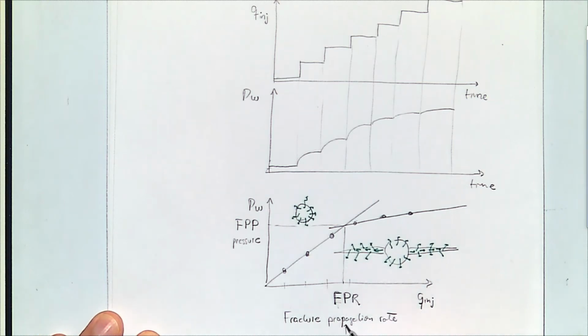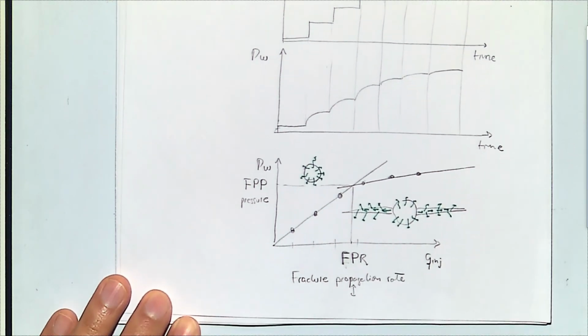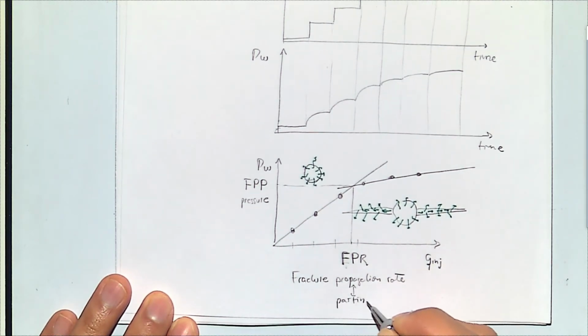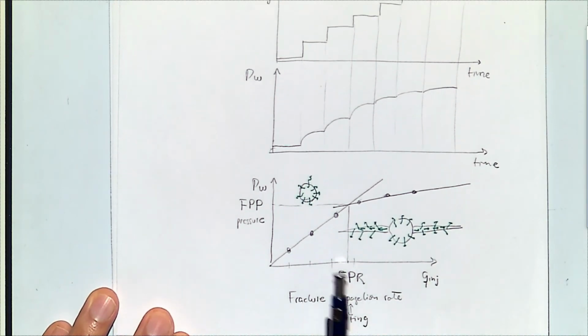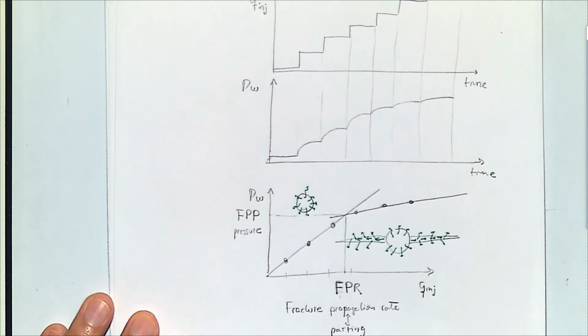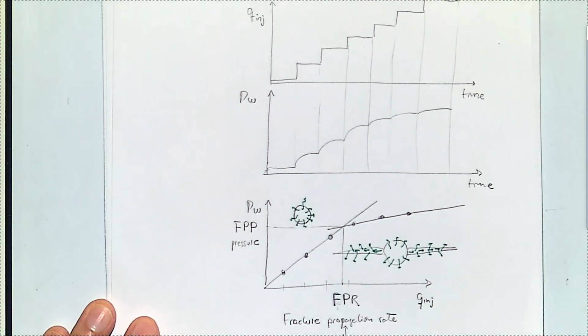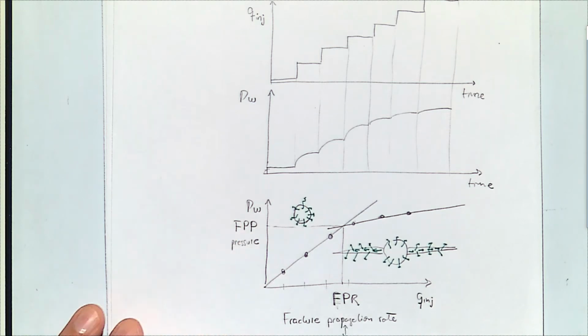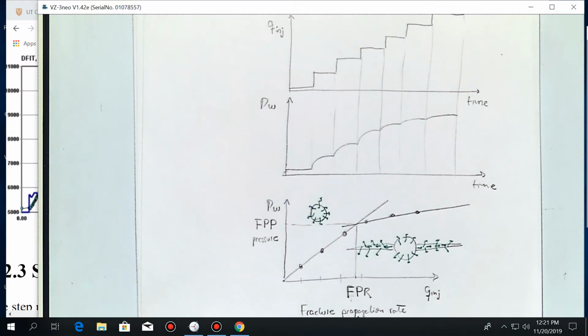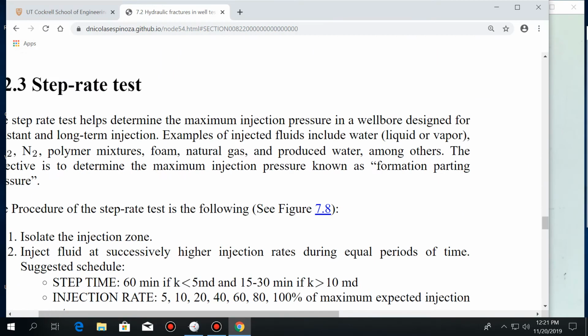Some other times, this propagation is also called a parting pressure or a parting rate, but it means the same thing. It means the pressure at which a fracture is going to start. So eventually, after you do this test, you report these two values, and these will be your maximum pressure and maximum rate at which you want to inject in a case like this. Let me show you an example that I have here in my notes.